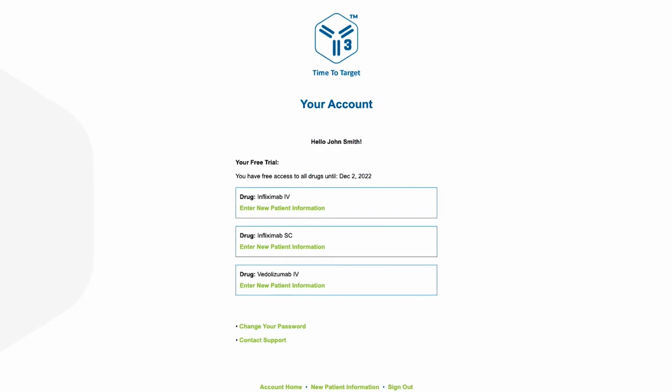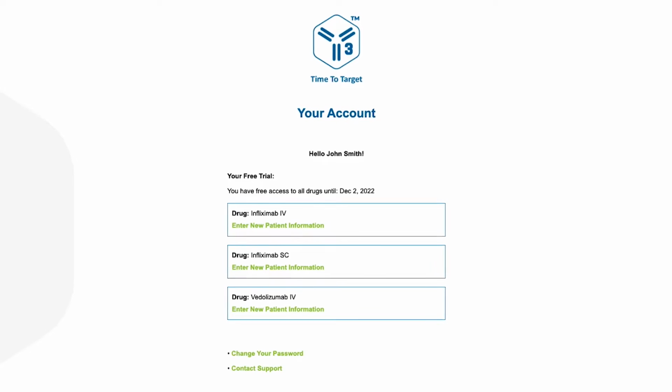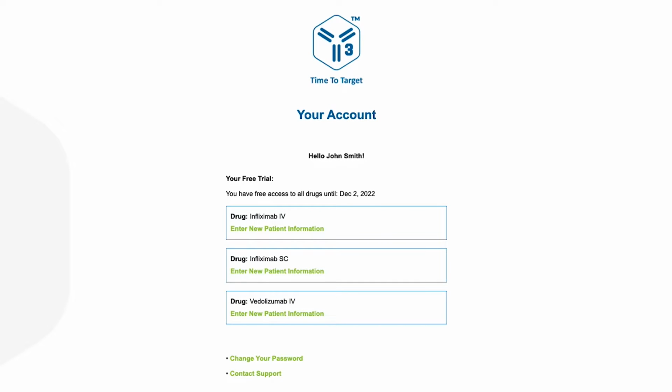Okay, so basically when you log into T3, you'll see there are several available drugs that you can use T3 with: infliximab intravenous, infliximab subcutaneous, and vedolizumab, which is only available in an intravenous formulation. Now, all of these drugs have pretty much the same issue. The dosing interval for the two IV formulations is quite long, and it often results in suboptimal troughs.